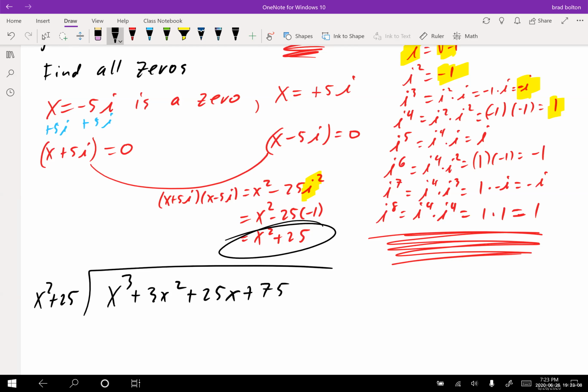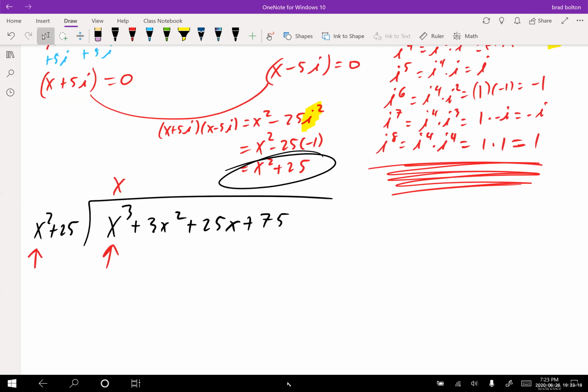Okay, so let's see. Remember I told you guys, what do you want? What does that guy need to become that guy? So he needs an x, right? So then this will become x cubed plus 25x. Now there's a problem. When I draw this, this is an x squared, this is an x to the 1. Those are not like terms, so they do not go together. So then I just bring the 3x squared down. He had nothing to do with the 25x.